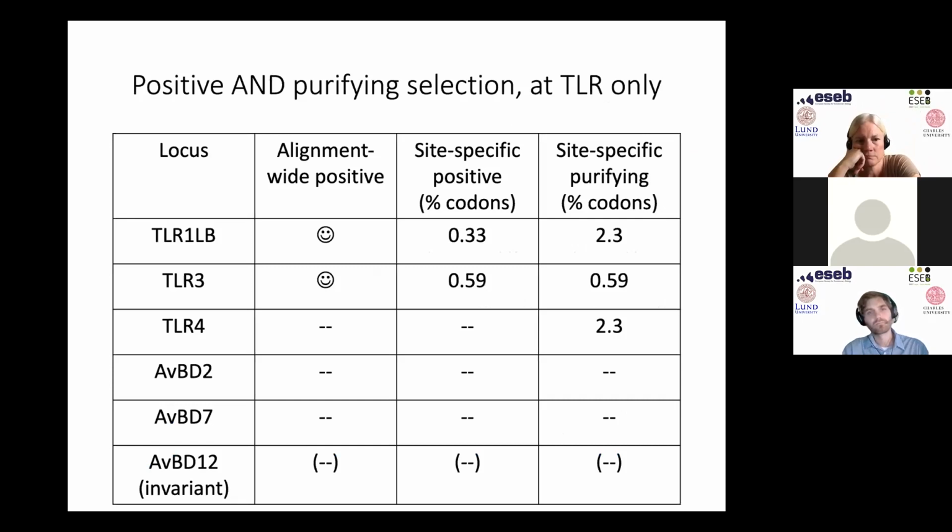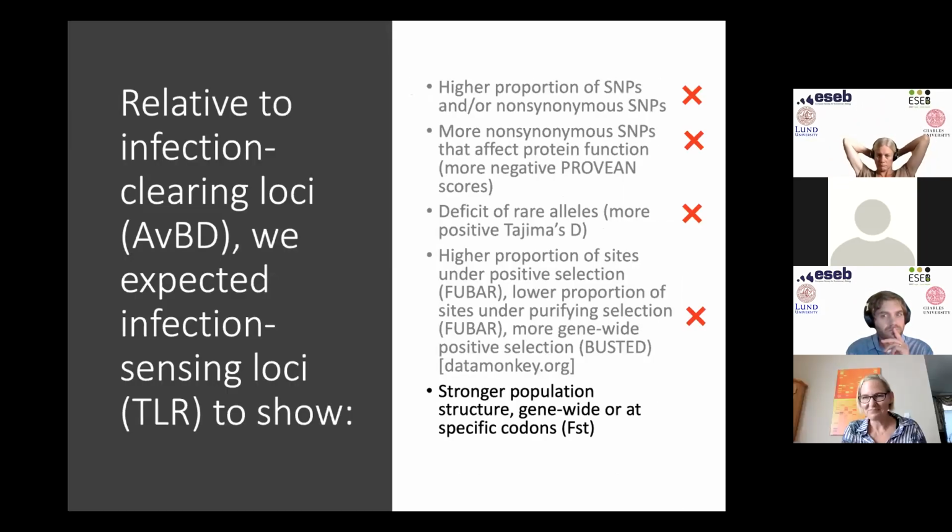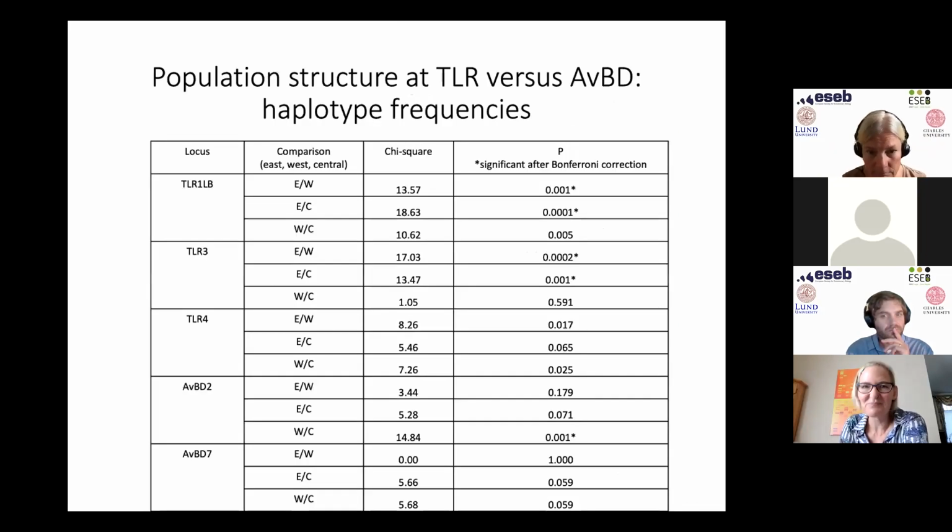But I would say these are sort of on the fence. We did see evidence of alignment-wide positive selection at some of the toll-like receptors and not at AvBD. We saw some positively selected codons, but they were a very small proportion of codons. And as well, all the instances of purifying selection we saw were found at the toll-like receptors, and that actually is opposite our prediction.